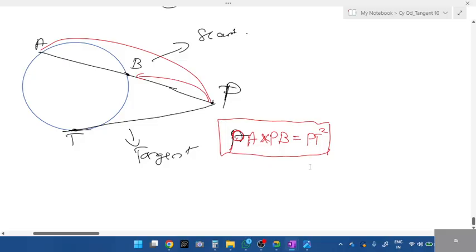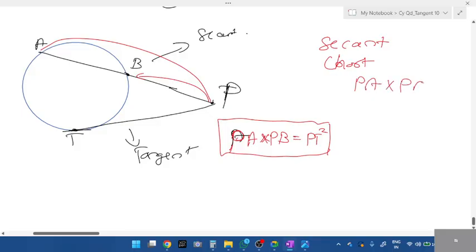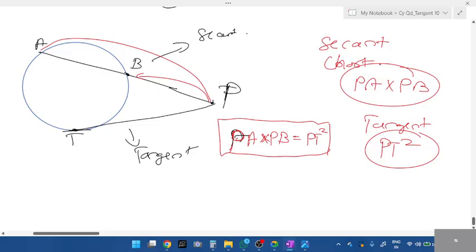When it comes to secant or chord, there's only one formula, PA into PB. When it comes to tangent, when both these combine, tangent PT square. For secant and chord, PA into PB. For tangent, PT square. That's it. And combine them. Left hand side is equal to right hand side, you'll get the answer.